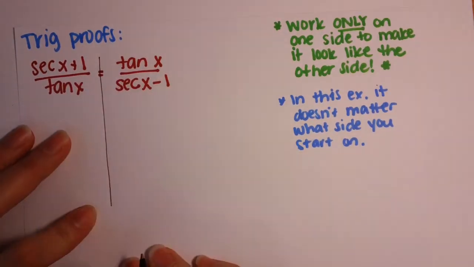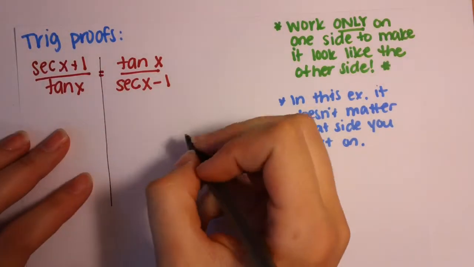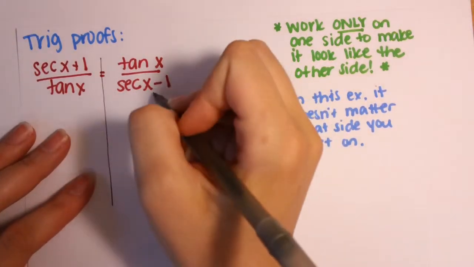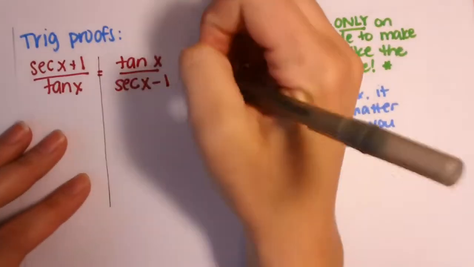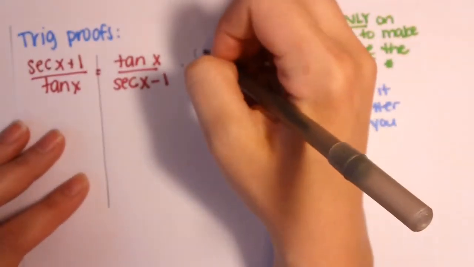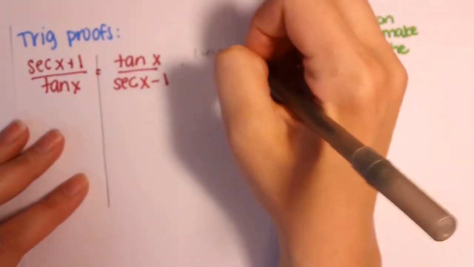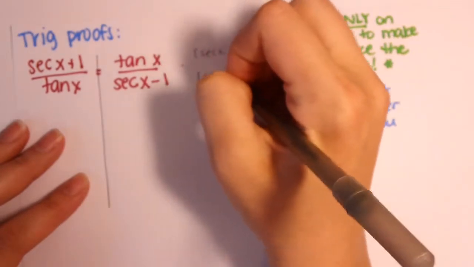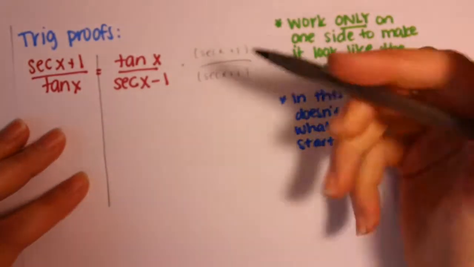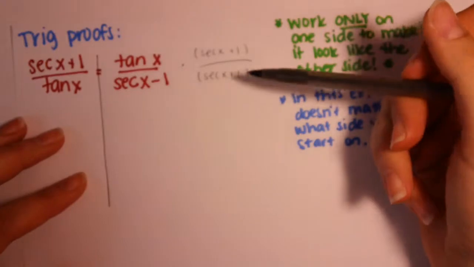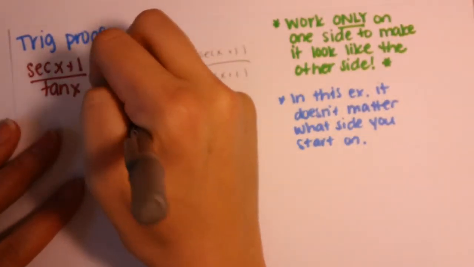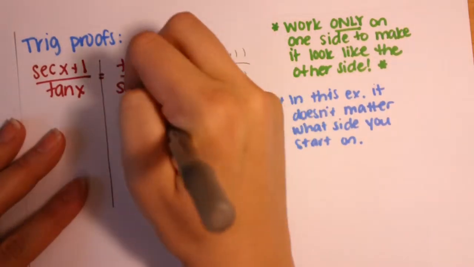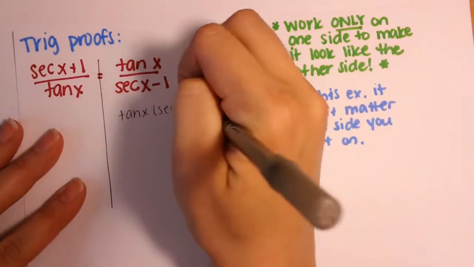So I always work on the right side for this problem. So I can multiply both sides, top and bottom, by secant of x plus 1. So here I'm just multiplying. I'm not changing anything, I'm multiplying by 1. So in the numerator I have tangent of x and secant of x plus 1.